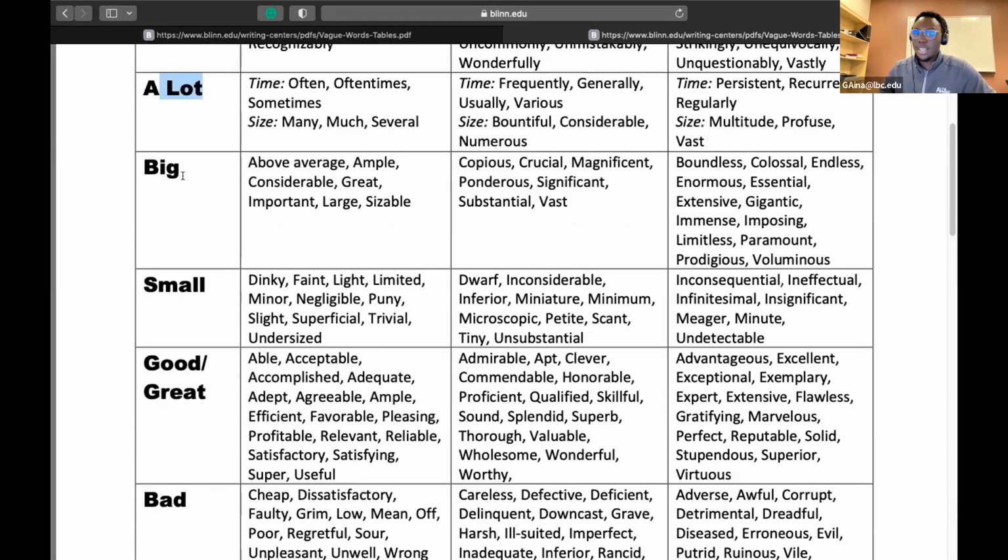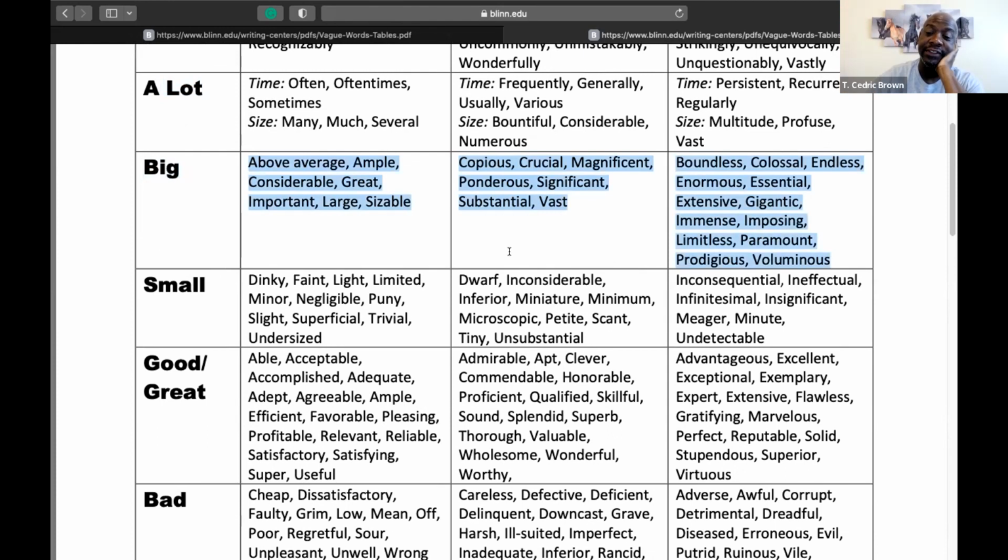Another one you should avoid is big. The management fund is big. Cedric, how would you revise that? The management fund is colossal. Awesome. Sounds good. Excellent.